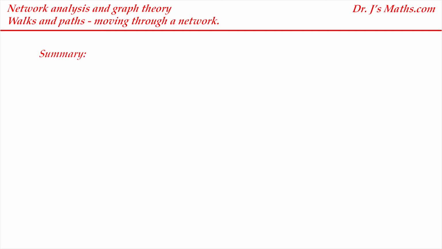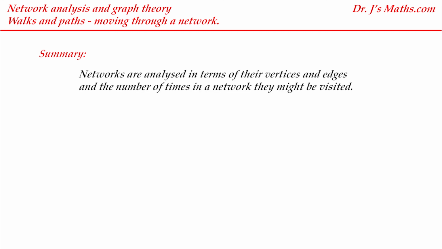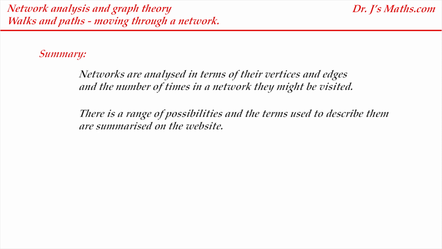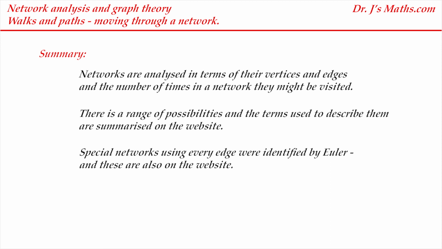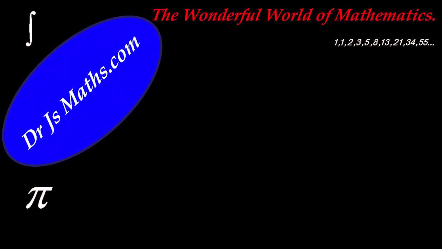In summary, networks are analysed in terms of their vertices and edges and the number of times in a network they might be visited. There is a range of possibilities, and the terms used to describe networks are summarised on the website. Special networks using every edge were identified by Euler, and these are also on the website. In this video, we have established the basic concepts for understanding different types of networks. In the next video, we're going to analyse trees and spanning trees.